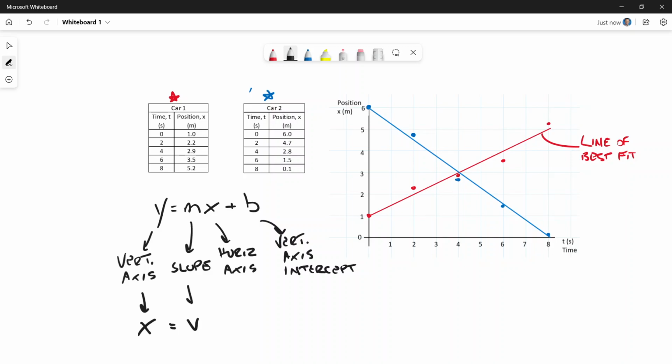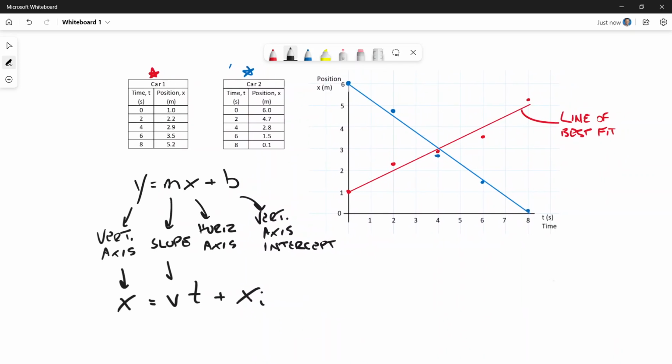And we have time as our variable on the horizontal axis. And our position at time 0, we call our initial position. And so we actually have a new equation for these lines that are going to have the variables that we have in this particular problem. So we can model each of these lines with an equation that says the location of the object, x, is going to be equal to its velocity times the time it's traveling plus whatever position it started at. So now let's look at car 1 and start to analyze this data.